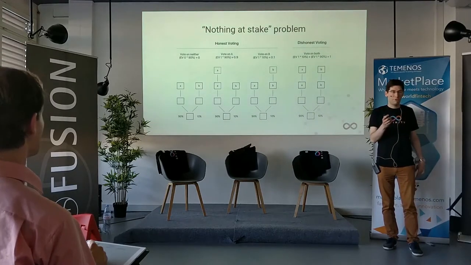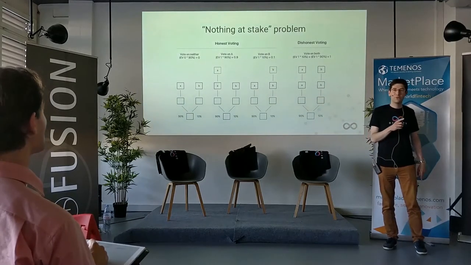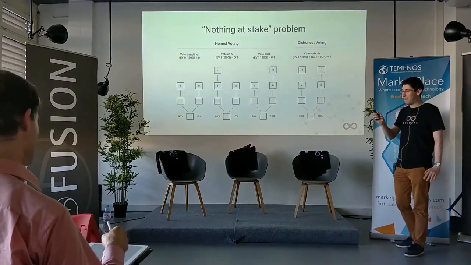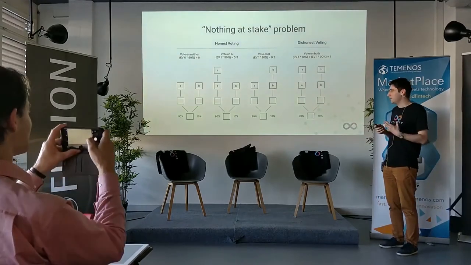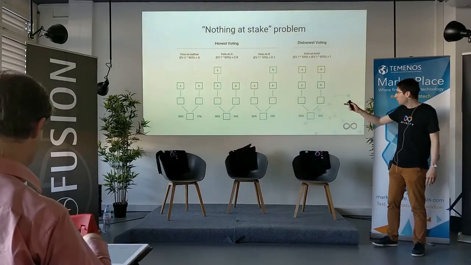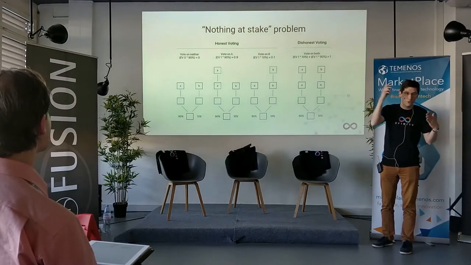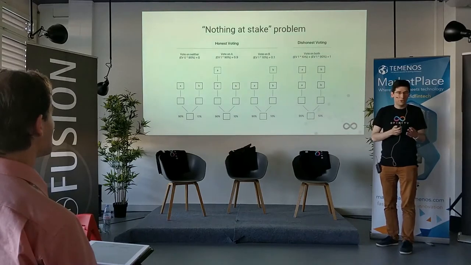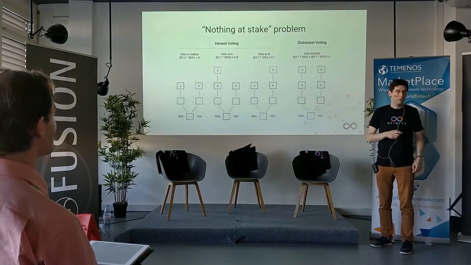How many of you have heard or know about the problem of nothing at stake? So two people. Okay. Let me give you a quick explanation of that. With proof of work in Bitcoin, or basically with any blockchain, there can be forks. And once such a fork, A and B, occurs, you have to somehow decide on which fork you want to add your block. For that, we have rules like the longest chain rule in Bitcoin that gives every chain a weight, and you should mine on the chain that has the highest weight.